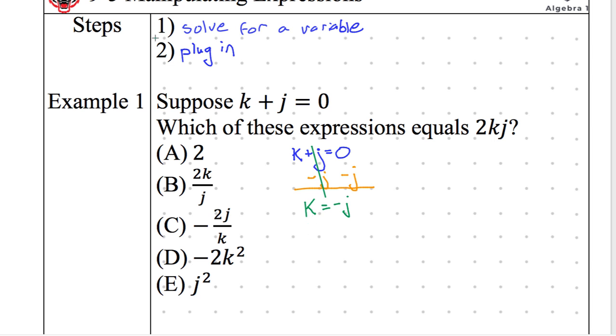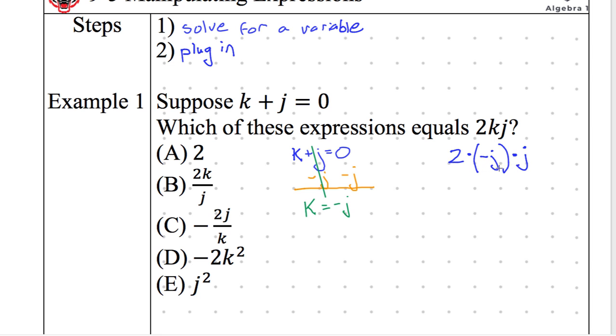Okay, now I'm going to do step 2. I'm going to plug in k equals negative j into my expression. So this is the expression I'm going to be plugging into. I'm going to rewrite this expression. It's going to be 2 times k times j. Well, we know what k is. k is negative j. So here's k, negative j, and there's j still.